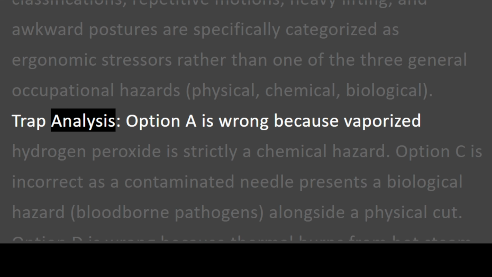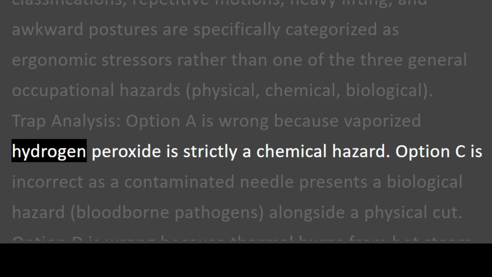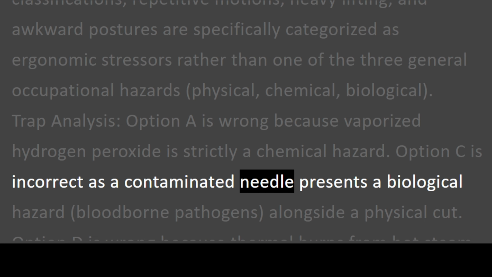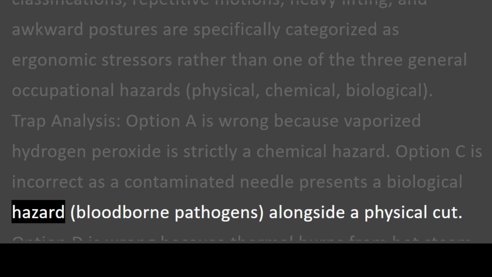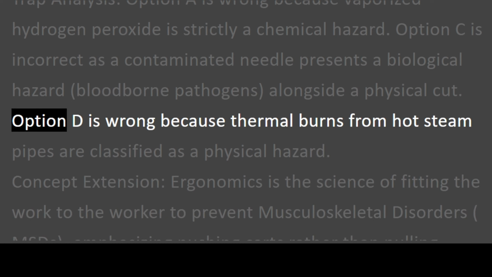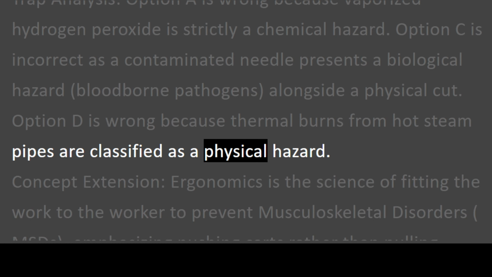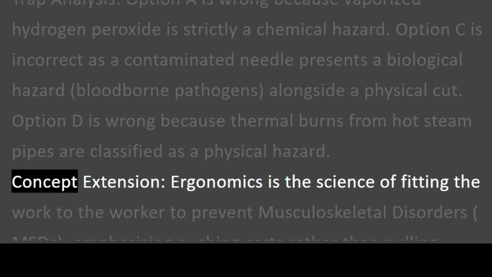Trap analysis. Option A is wrong because vaporized hydrogen peroxide is strictly a chemical hazard. Option C is incorrect as a contaminated needle presents a biological hazard, bloodborne pathogens, alongside a physical cut. Option D is wrong because thermal burns from hot steam pipes are classified as a physical hazard. Concept extension.